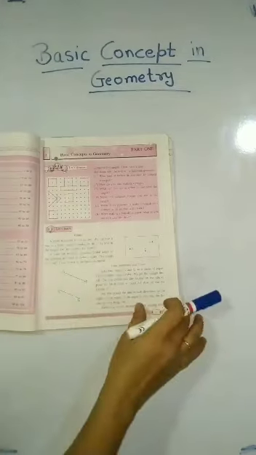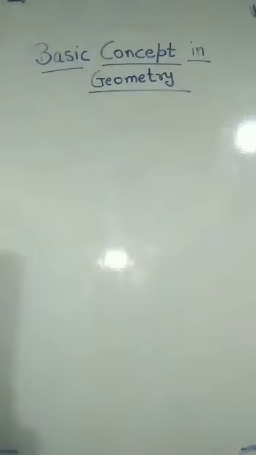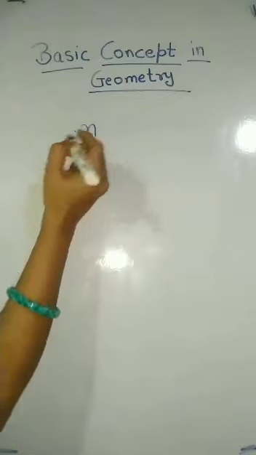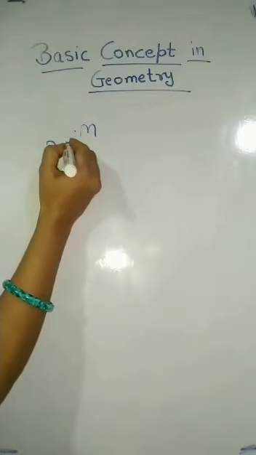If I say point, point means simply a dot or a tiny dot. See, this is a dot. We represent it with capital letters. Means if I say M, then here we will write point M.